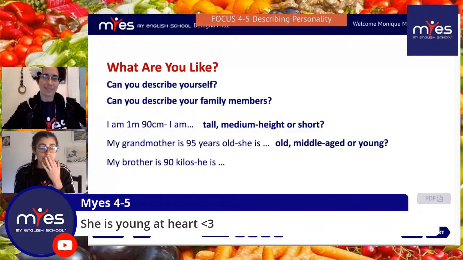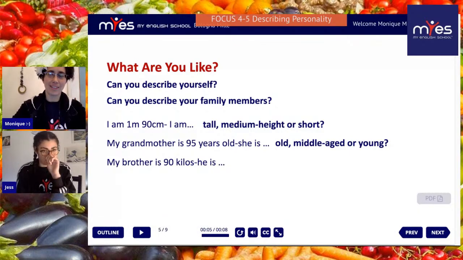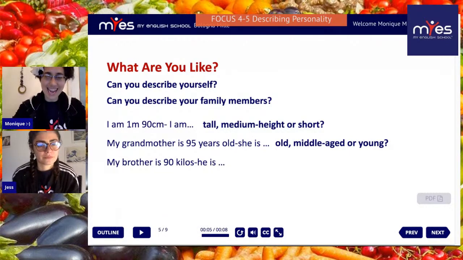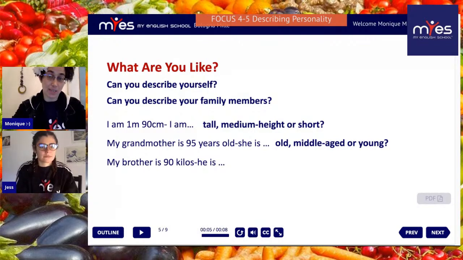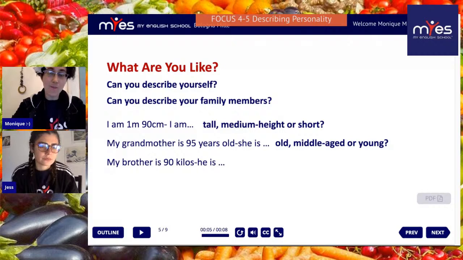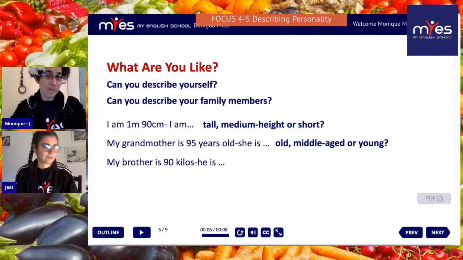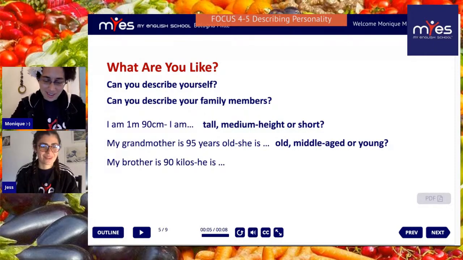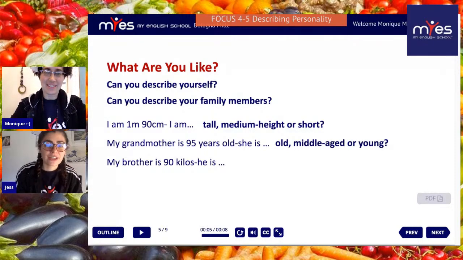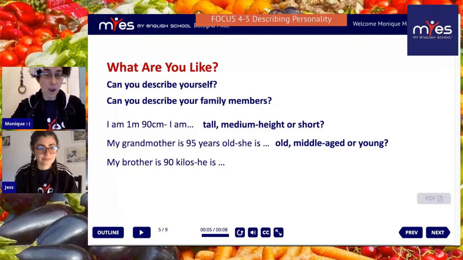My brother is 90 kilos. He is? So how many are 90 kilos? So this would be in Italy, for example, 90 kilos. How much would that be in the UK? Well, I looked it up, and that would be 14 stones. Oh. Are you 14 stones? No. How many stones are you? I can fluctuate between 8.5 to 10 stone. Really? That's a wide fluctuation, no?